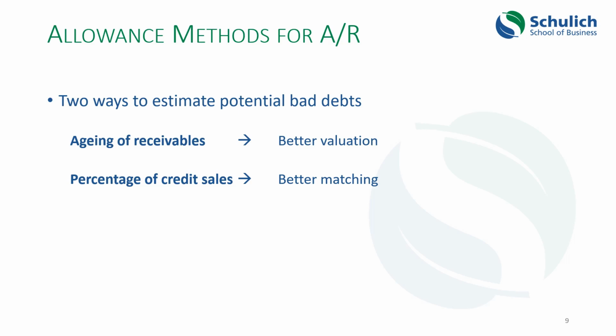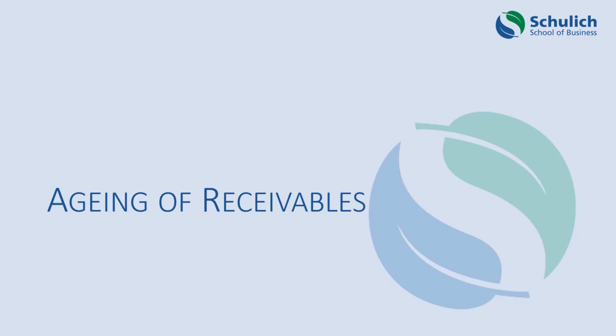There are two ways of estimating the potential bad debts that you need to know about. The first is the aging of receivables method, which produces better valuations on the balance sheet. And the second is the percentage of credit sales method, which produces better matching on the income statement. Let's look at those in more detail. So first, the aging of receivables method.